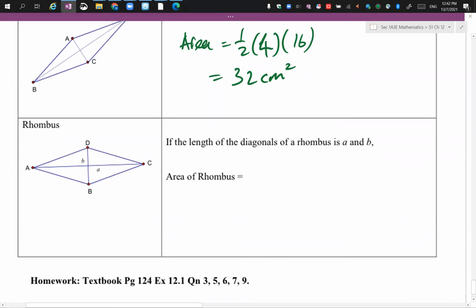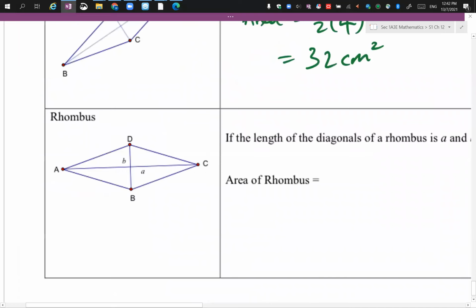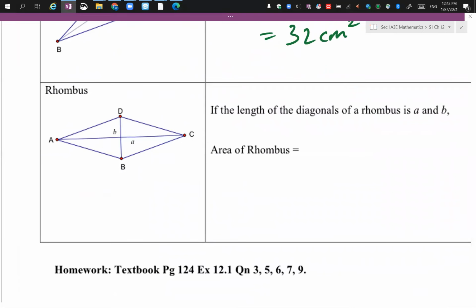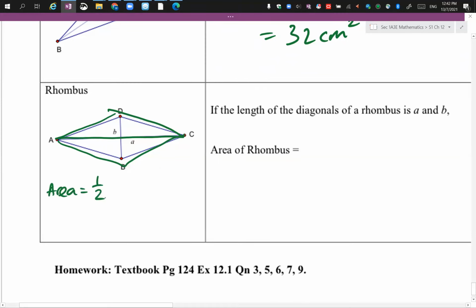We can split it up into 4 triangles, right? In fact, we could have just split it into 2 triangles. Let's consider these 2 triangles in green. What is the area for the top triangle? Half times the base, right? What is the base? Base is B. Half times base times height. What is the height? Is it A?